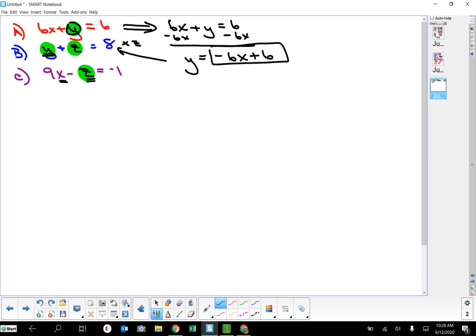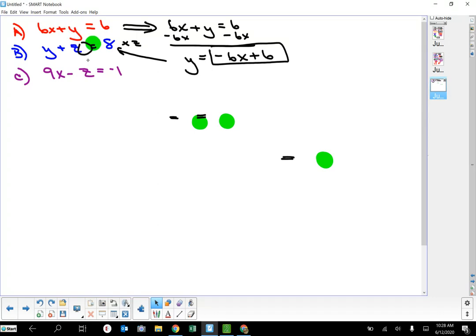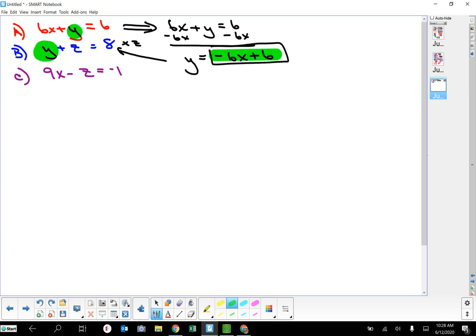So this would work, and B and C would become my system of two equations with the same variables. All right, so let me get rid of these green dots and underlines. So we solved for y in the first equation. What we're going to do now is substitute negative 6x plus 6 in for this y right here. That's going to look like negative 6x plus 6 plus z equals 8.